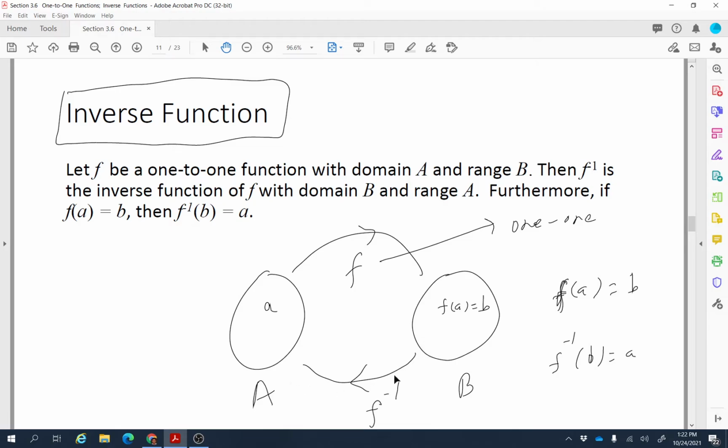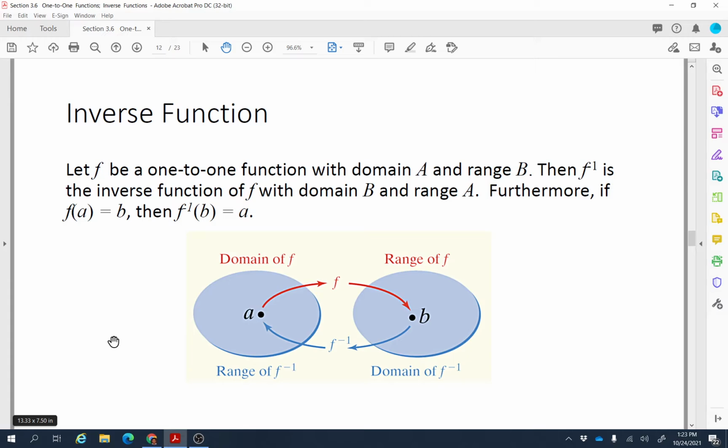Now for the going back process, b would be the domain for that function and a would be the range, which is opposite for the function f. So f inverse is the inverse function of f with domain b and range a. Furthermore, if f of a equals b, then f inverse of b equals a. So f is the function going from a to b, and f inverse is the going back process.